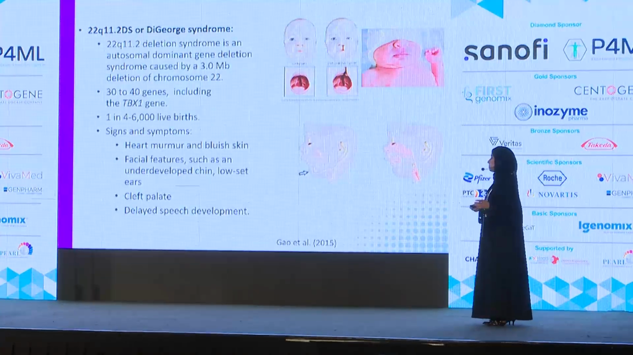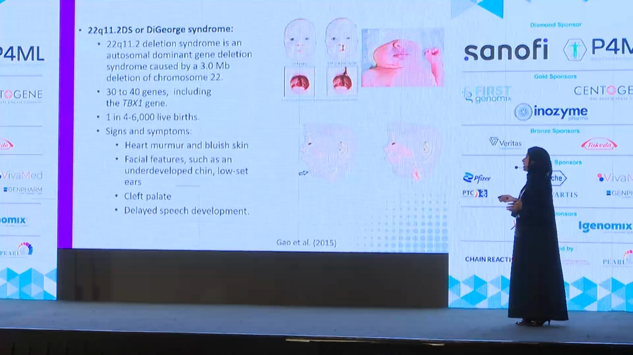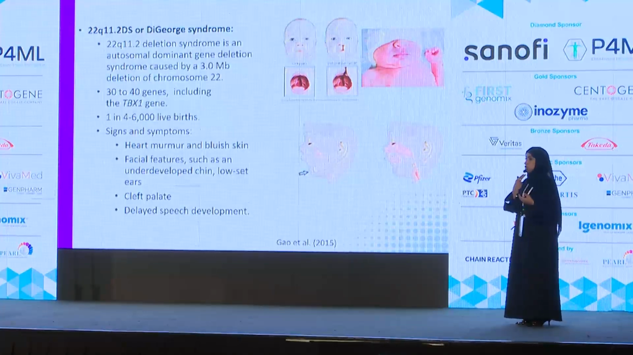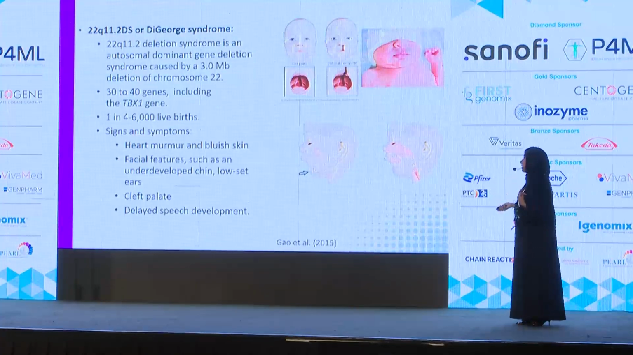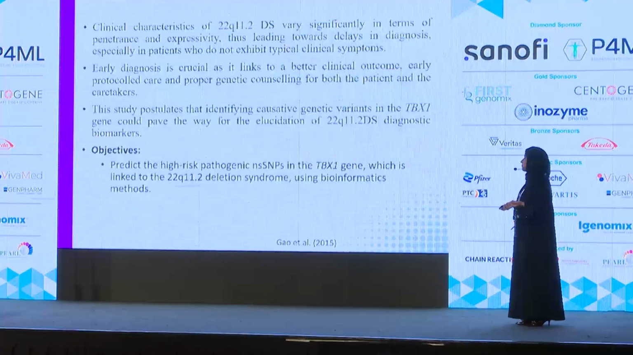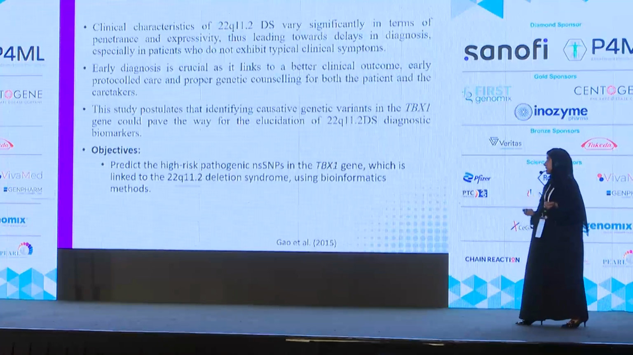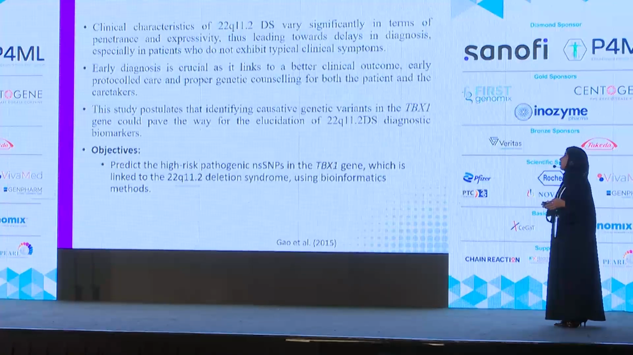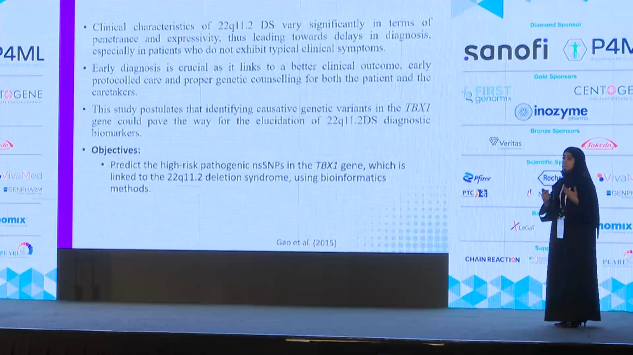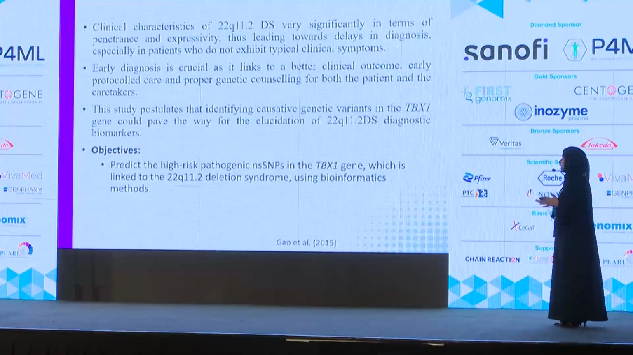And the signs and symptoms: the patients suffer from heart murmur and bluish skin, facial features such as underdeveloped chin, low-set ears, and cleft palate, and delayed speech development. These clinical characteristics vary significantly in terms of penetrance and expressivity, thus leading toward delay in diagnosis, especially in patients that do not exhibit clear clinical symptoms.